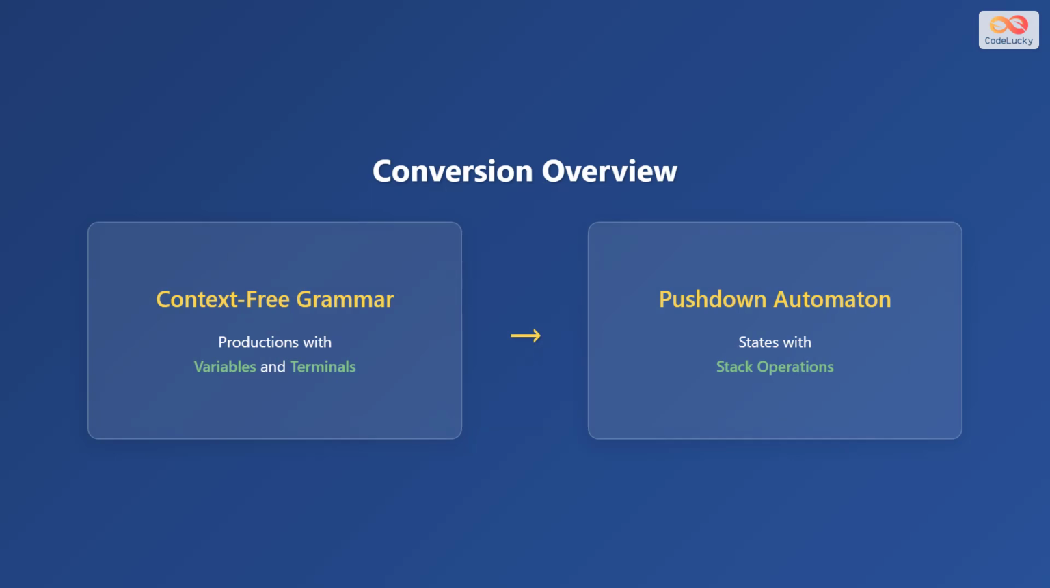Here's an overview of the conversion process. We start with a context-free grammar, which consists of productions with variables and terminals. Through the conversion, we transform this grammar into a pushdown automaton, which operates with states and stack operations. The arrow signifies the transformation from a grammar-based representation to a state-based machine.